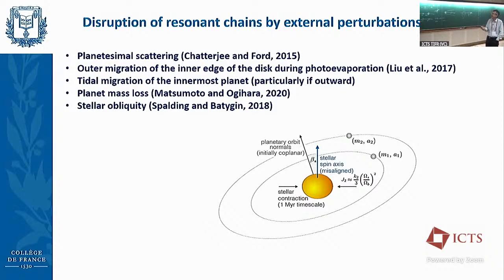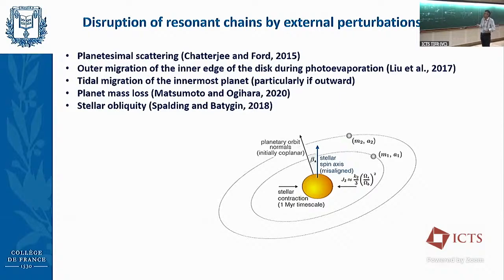One is planetesimal scattering that I will detail a little bit in the following, so that in reality, your planets are formed in a disk of gas and planetesimals. As long as there is gas, the migration is dominated by the interaction between the planet and the gas, but eventually the gas goes away and the planetesimals remain. The planetesimals can perturb the planets and lead to an instability, which I will show next.